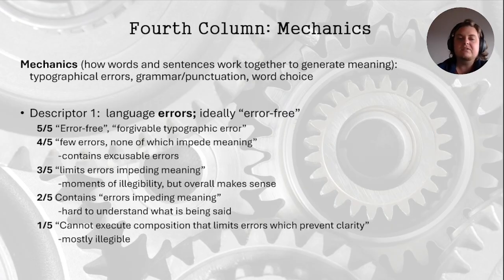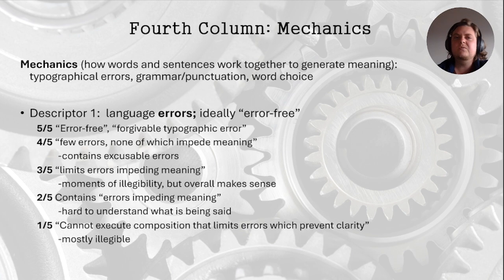There's a difference, for instance, between a one, which is a composition with so many errors that it's basically illegible or unreadable, or a two, where it's really hard to understand what you're trying to say because there are so many errors, and a three and a four, which would be limiting the number of errors that impede meaning. So maybe you have some errors, but it's still easier to understand what you're trying to say. That would be like a typographical error, like a misspelling, no big deal. Or maybe you missed a piece of punctuation or used the wrong punctuation.